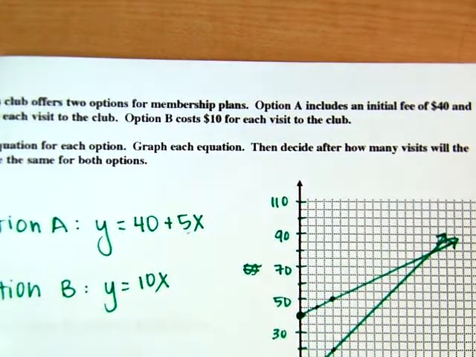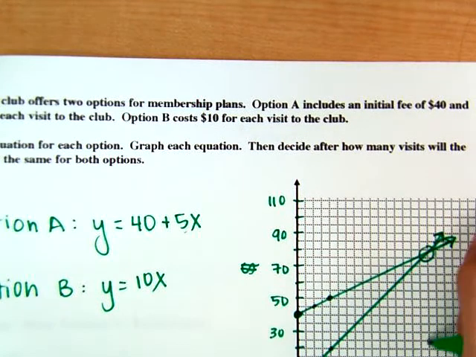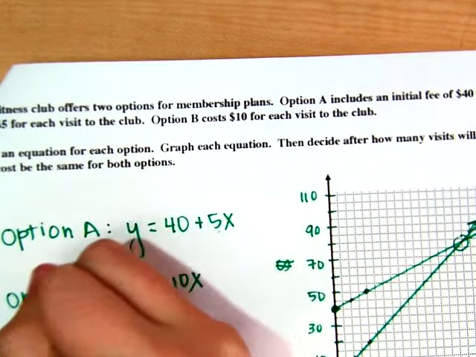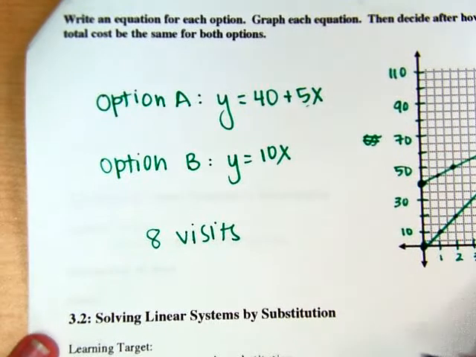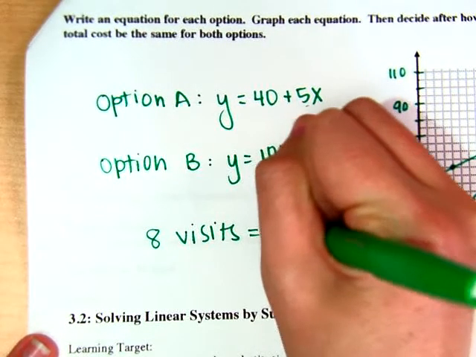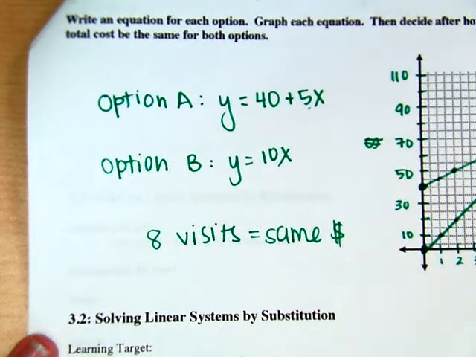At how many visits are they the same? At this point where they're intersecting, it looks like 8 visits. At 8 visits, it's going to cost the same.